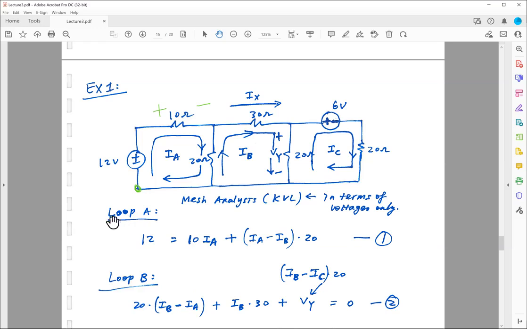So when I'm operating on loop A, I'm always assuming that IA is more dominant than anything else. When IA is flowing down and IB is flowing up, if IA is more dominant than IB, then I know IA is going to flow through this 20 ohm resistor, or the net current is going to flow downwards through this 20 ohm resistor.